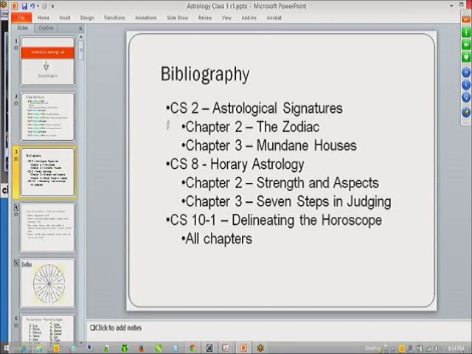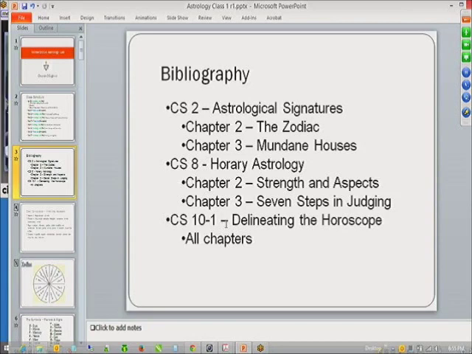Okay, the bibliography, this is not really a bibliography. This is what we're using for the course. There's Chapter 2, the Zodiac, and Chapter 3, Mundane Houses, and Course 2, Astrological Signatures. We're going to talk about that. The planets are also in Chapter 3, Mundane Houses. Then in Course 8, Horary Astrology, there's 2 chapters, Strength and Aspects, and 7 Steps in Judging. And then finally, 10.1, Delineating the Horoscope, is the main course textbook.